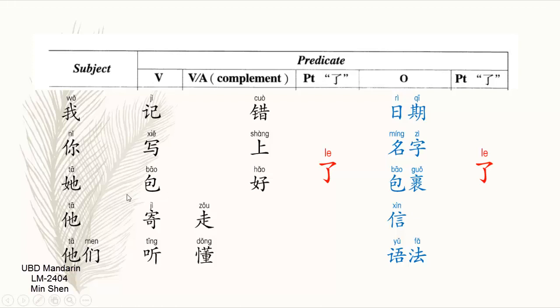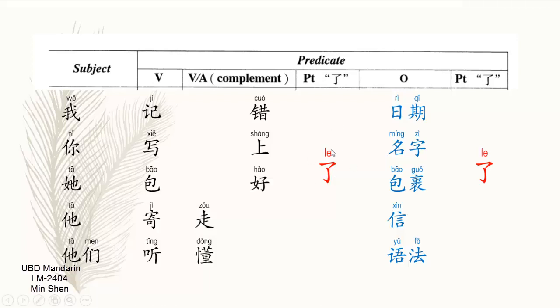她包好包裹. She wraps up the package, and then the result is wrap it up, already done. 他寄走信. He sent the letter, and the result of sending the letter is the letter is gone. 寄走信. 走 means gone, sent away, right? Away or gone. 他们听懂语法. They listen to the grammar, and the result of it is understand it. So the object should be after the structure of resultative complement.